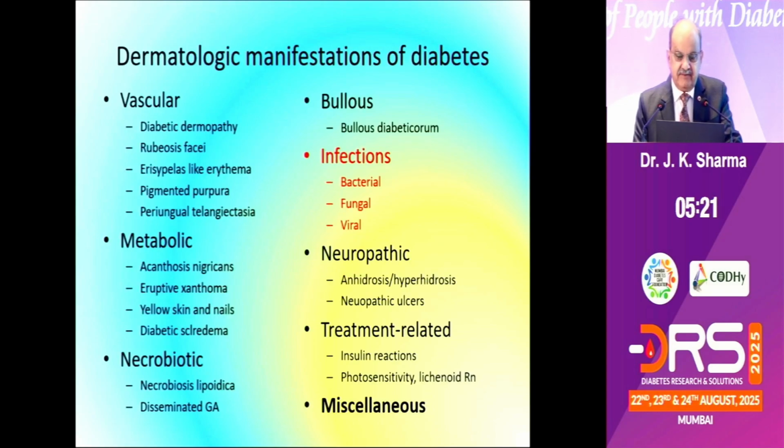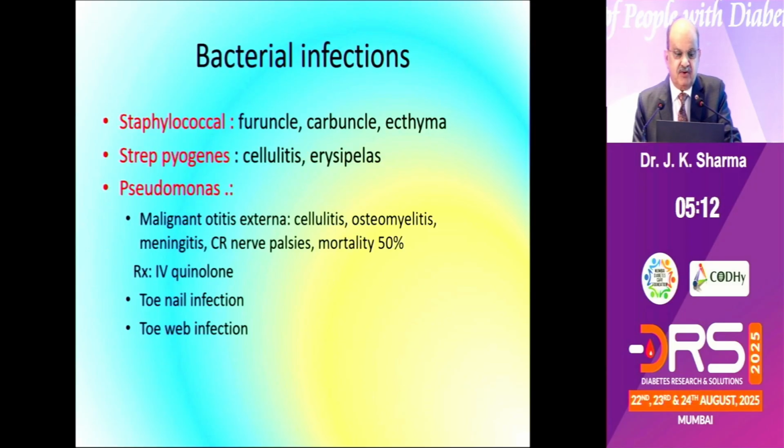Now I come to infection, which is again very, very important. Infections can be of the bacterial, fungal or viral type, which you must be seeing more commonly. The common skin infections in diabetic patients are Staphylococcus: furuncle, carbuncle; then Streptococcus pyogenes: cellulitis and erysipelas; and then Pseudomonas: malignant otitis externa, cellulitis, osteomyelitis, meningitis, cranial nerve palsies, mortality is 50%. So they are more difficult to treat.